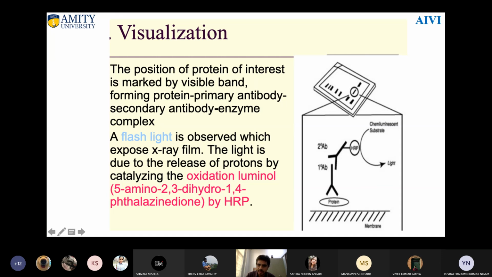As I mentioned, there are the primary and secondary antibodies. So all things are present. This is your protein, this is your primary antibody, this is your secondary, and this is your enzyme. This enzyme acts on your chromogenic substrate to give a color, or if it is chemiluminescence, it depends on what substrate you are taking and what product. If the product is going to be light, then it is light, and if it is going to be color, then it is a color.